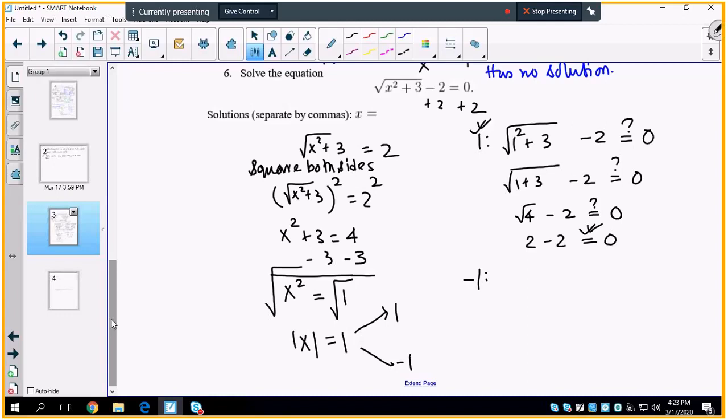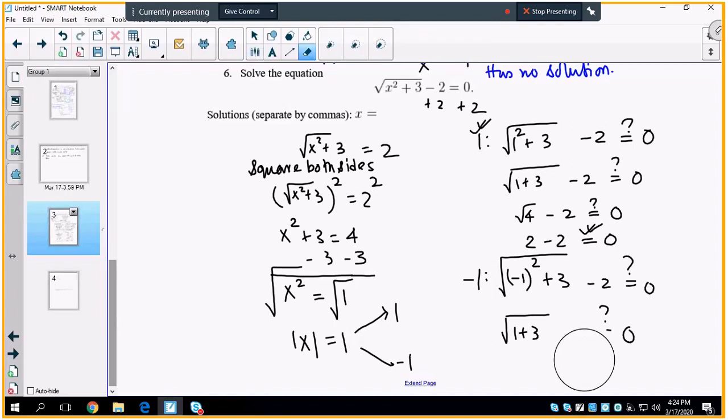If I use negative 1, I get square root of negative 1 to the power 2 plus 3, minus 2. Is this equal to 0? Well, negative 1 squared is nowhere different than positive 1 squared. It's still positive 1. So I still get square root of 1 plus 3. And the left hand side, as it seems right now, should be also equal to 0. So square root of 1 plus 3 is square root of 4 minus 2. Is this equal to 0? Square root of 4 is 2. 2 minus 2 is indeed equal to 0. And I say that negative 1 is also good.